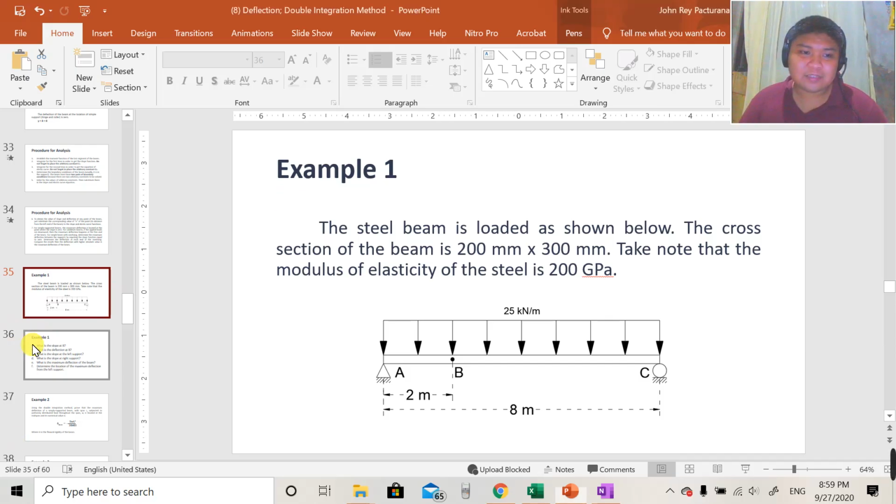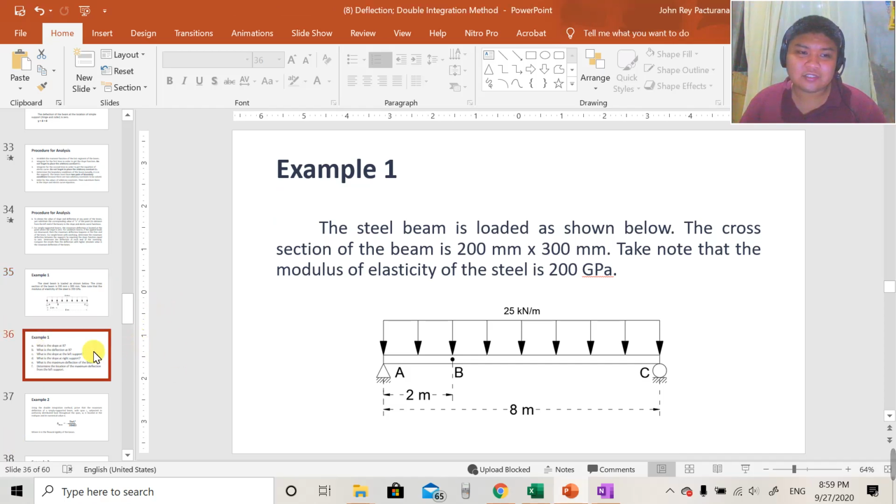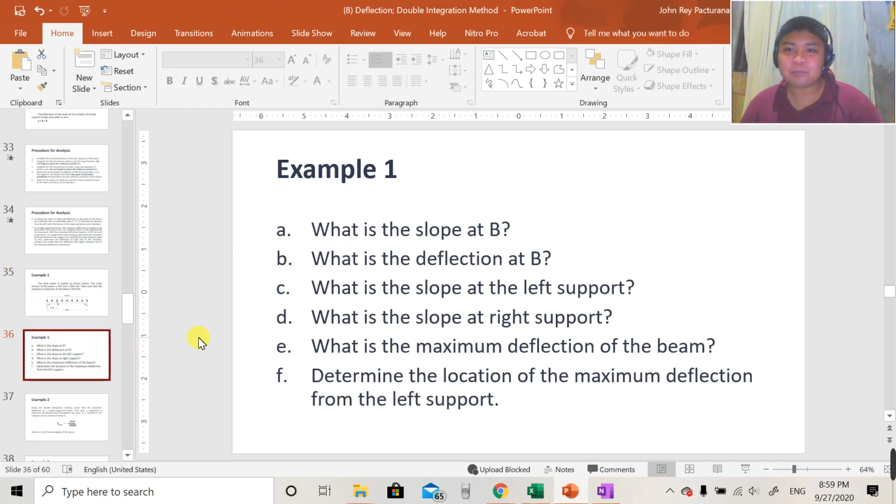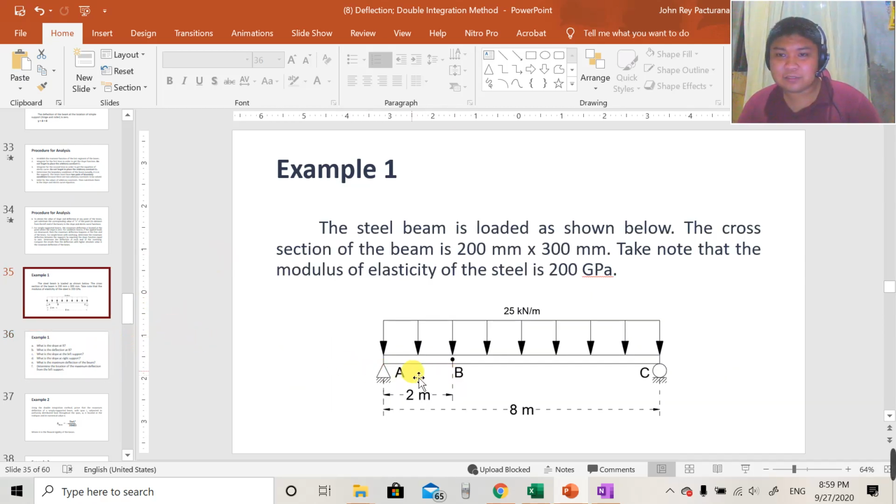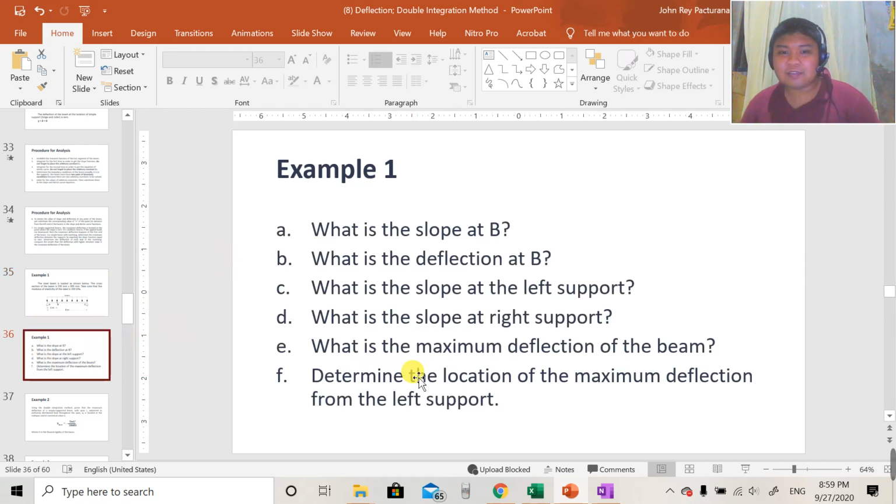So, ano ba yung mga tanong dito, class? So, according dito, the questions are letter A, what is the slope at B? So, balikan natin sa previous slide that yung B is 2 meters from point A. Yung pangalawang tanong, what is the deflection at B? Next, what is the slope at the left support? Next, what is the slope at the right support? Panglima, what is the maximum deflection of the beam? And pang-anim, determine the location of the maximum deflection from the left support.